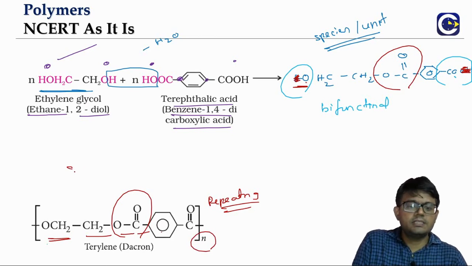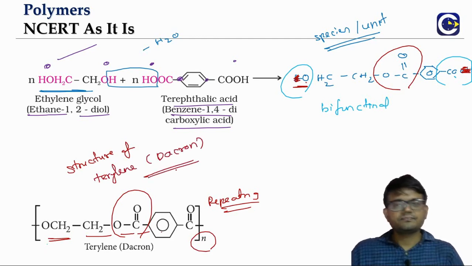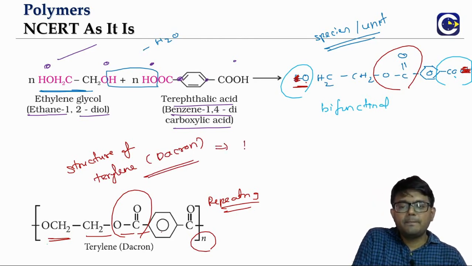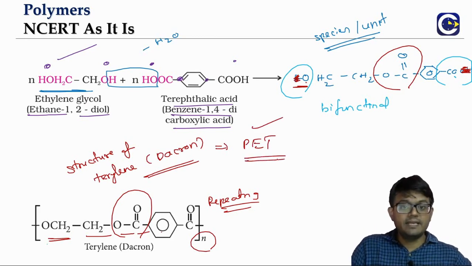So this is the structure of terylene or Dacron. It has one more name, PET. I am sure you have normally seen the PET bottles that you use. They are made up of what?